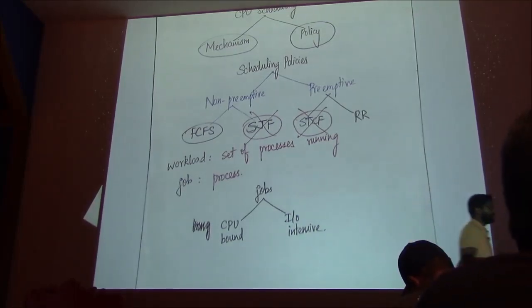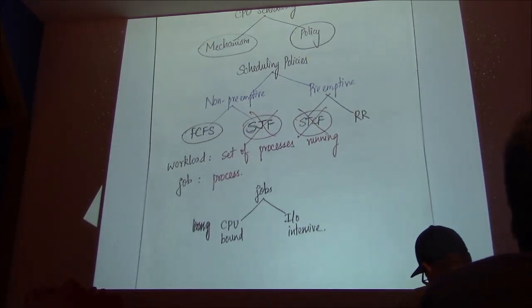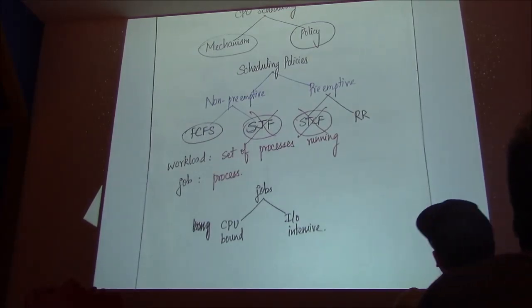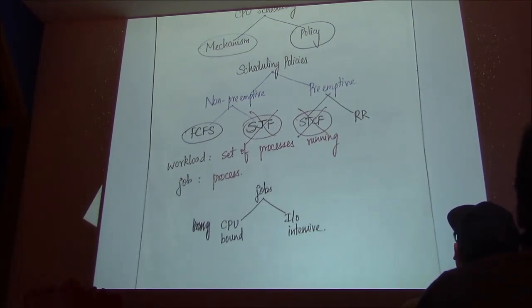Can a really smart operating system try to predict based on the last 100 times this process ran, maybe it took about this time, so I can try to estimate it probably will be this? Yeah, exactly. That's a very good thing.